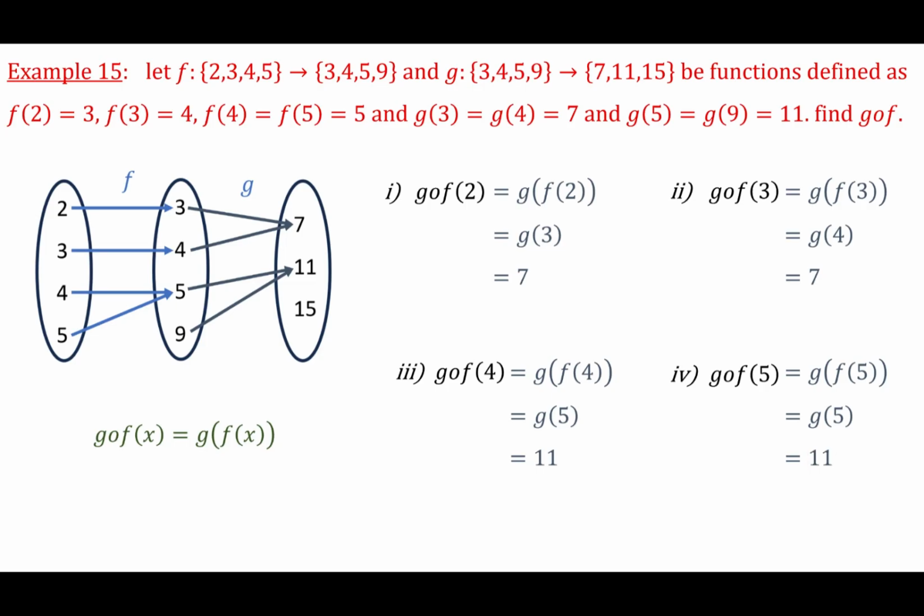Now, write all these in roster form. G circle f of x is nothing but 2 gives 7, 3 gives 7, 4 gives 11, 5 gives 11. So that is our final answer.